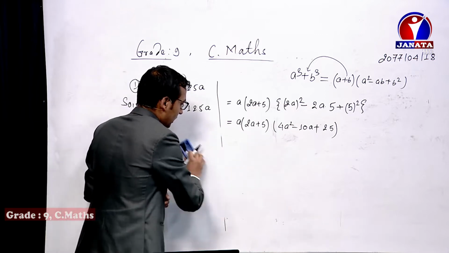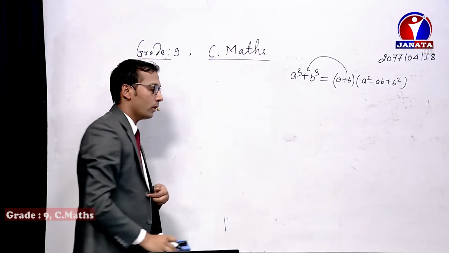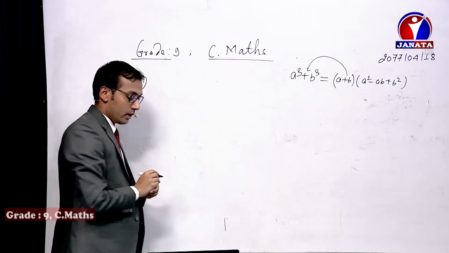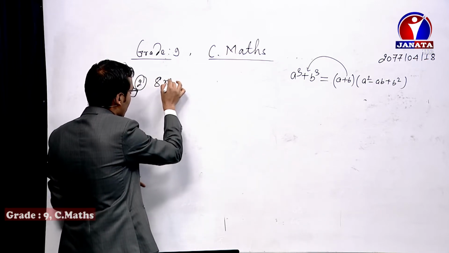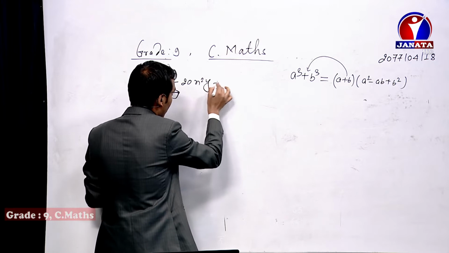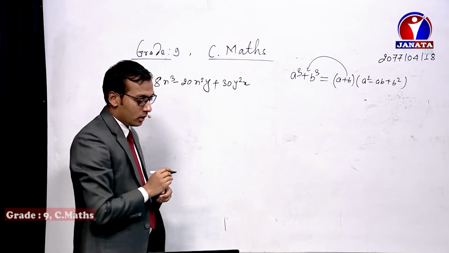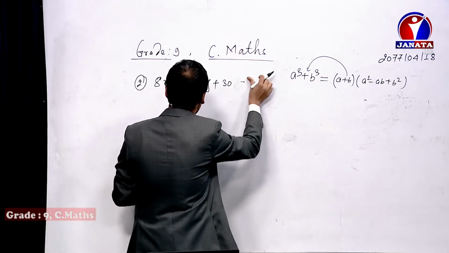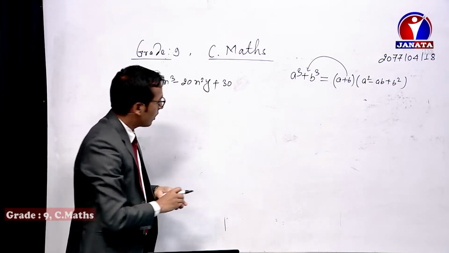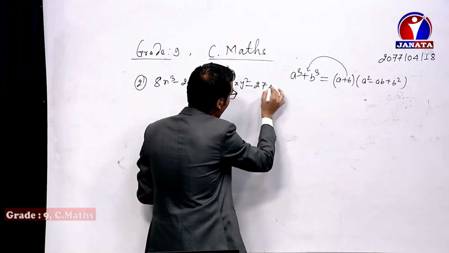Again, let's take the next example, which is similar, either in A cube plus B cube or A cube minus B cube form. Let me write a question here: 8x cube minus 20x square y plus 30xy square, minus 27y cube.